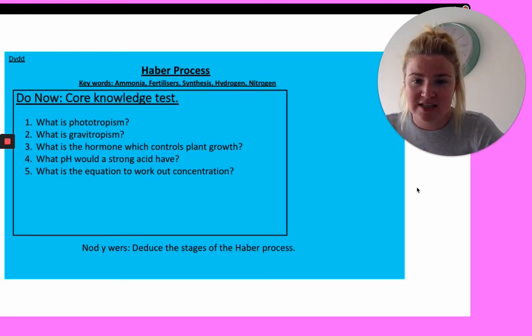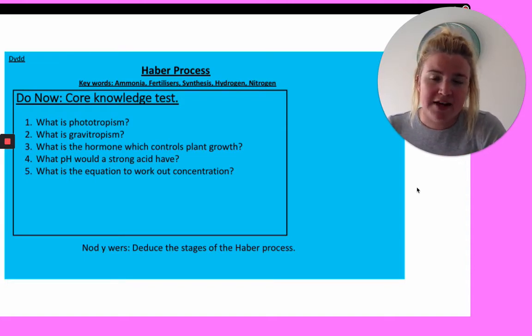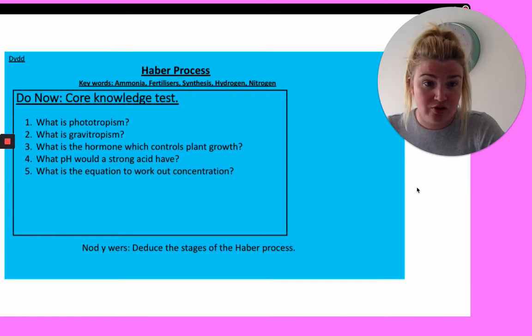Today we're going to look at something called the Haber process, okay? This is a process of how we make ammonia, and we'll talk about why we need ammonia in a minute. This is a Year 11 triple chemistry topic.